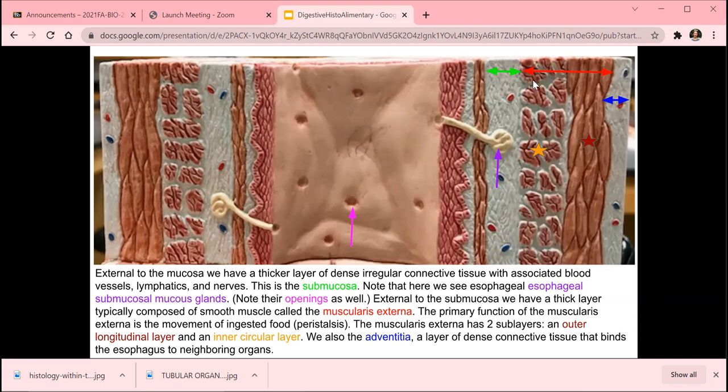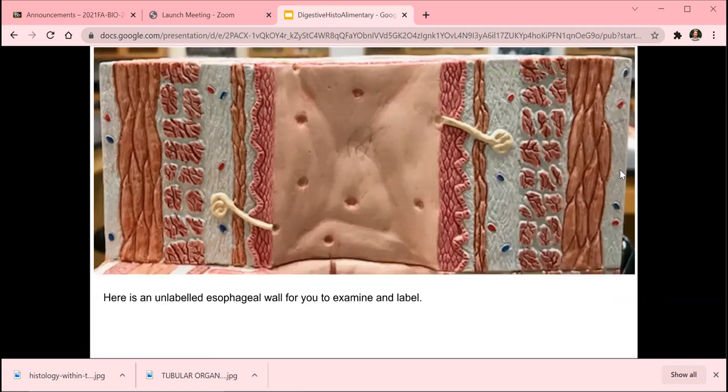After the tunica submucosa, we have tunica muscularis externa. The tunica muscularis externa has an inner circular and outer longitudinal layer. And at the end, you can see tunica adventitia. This is a dense irregular connective tissue which can bind the esophagus to neighboring structures like the trachea. These are the different layers which we have in the wall of the esophagus.